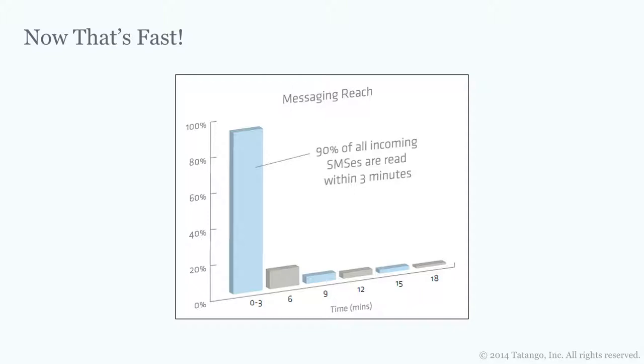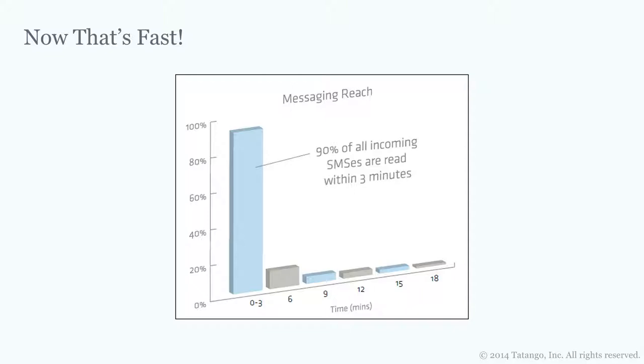Like I said before, text messages get opened fast. The reason they get opened fast is because they are intrusive into someone's life. They ding and people look. Now, how quickly do they look? 90% of all incoming SMS messages are read within 3 minutes. Let me say that again, because this blows my mind. 90% of all incoming SMS messages are read within 3 minutes.